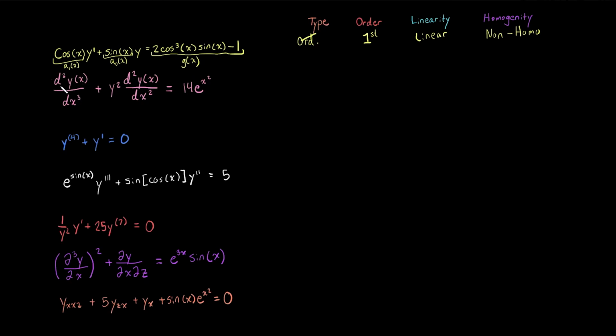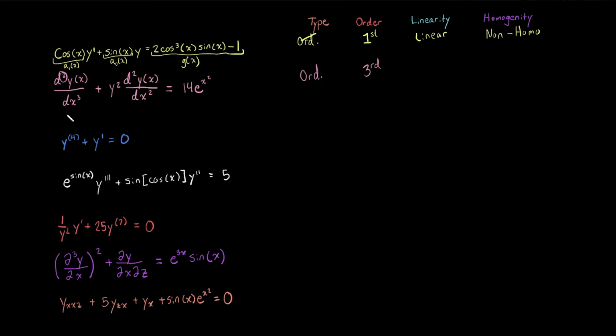So we have the type, right? If we look at the type, we have only ordinary differentials here. We don't have any partial differentials. So go ahead and classify this as an ordinary differential equation. Our order here, so what's our highest order? This would be the highest derivative. In this case, we have a third derivative right here. So let's call this a third order differential equation.